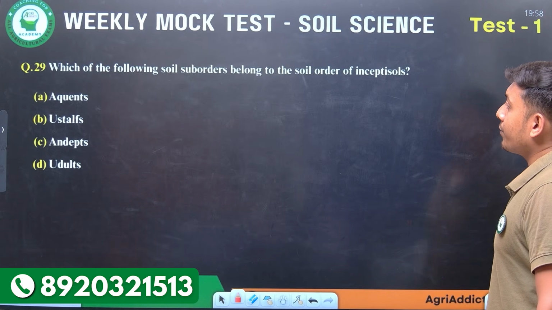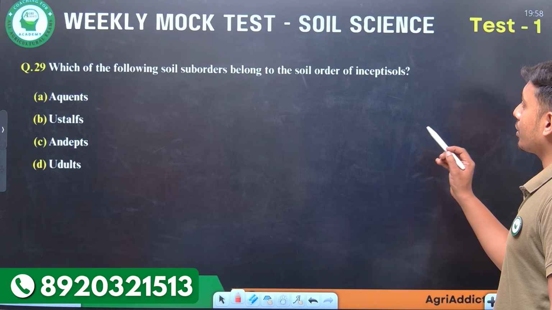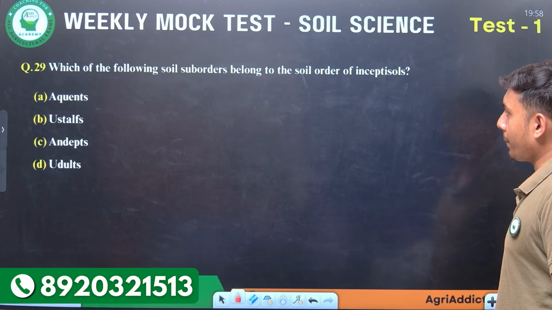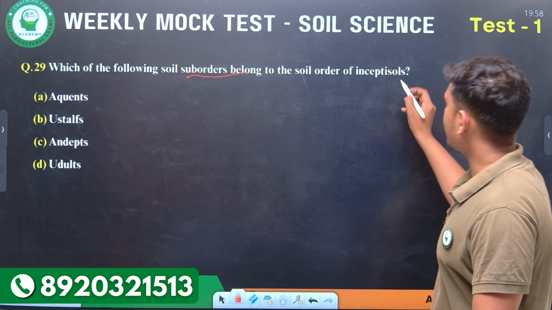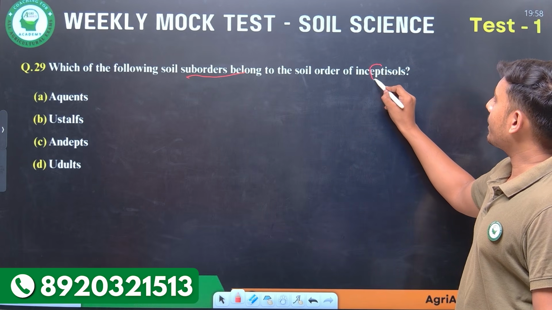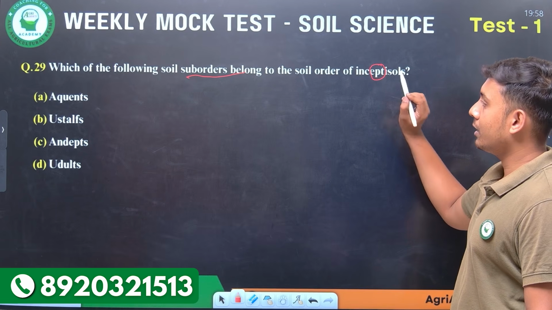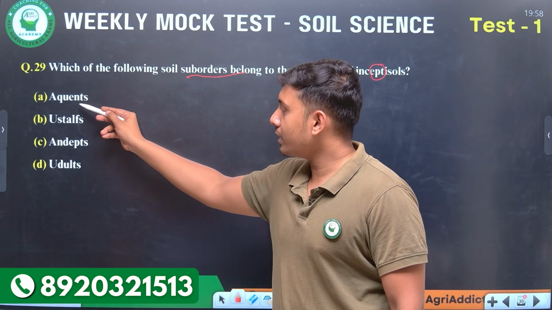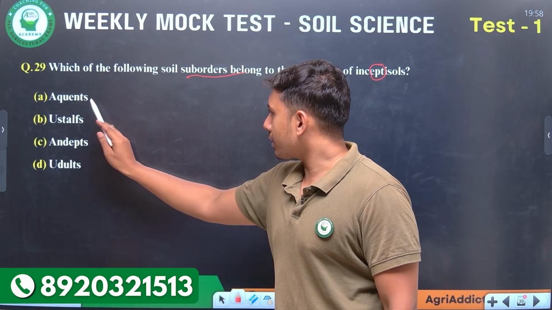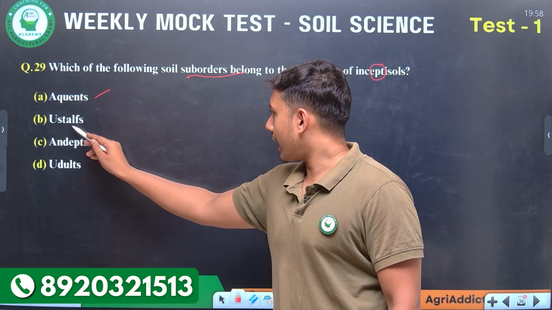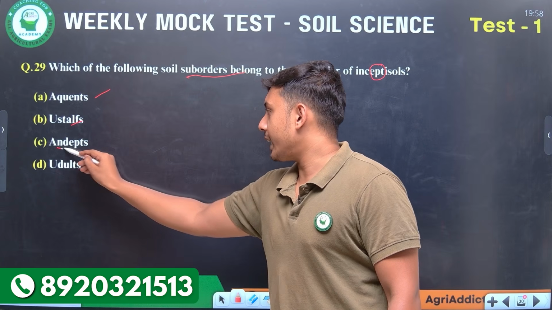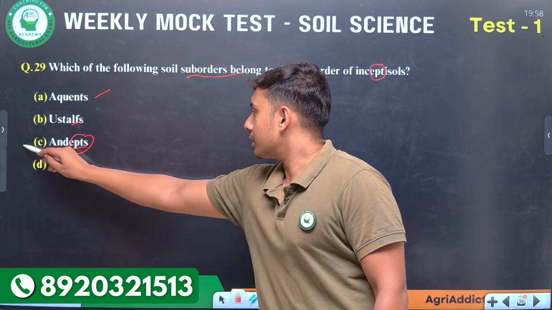Now comes, which of the following soil suborders belong to the soil order of inceptisol? Whenever this type of question comes, a suborder related question, you just have to see the formative element, that is apt. So whenever there is apt, it will be the answer. Like aquent, no, it is actually entisol. Ustalf, no, alfisol, alf. Then this is andept, apt. So this will be the right answer.